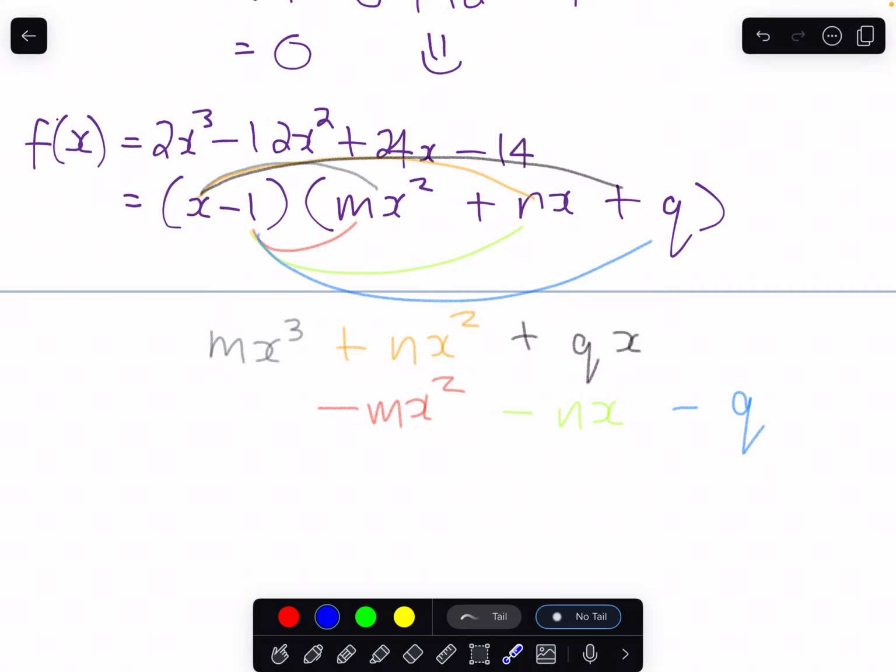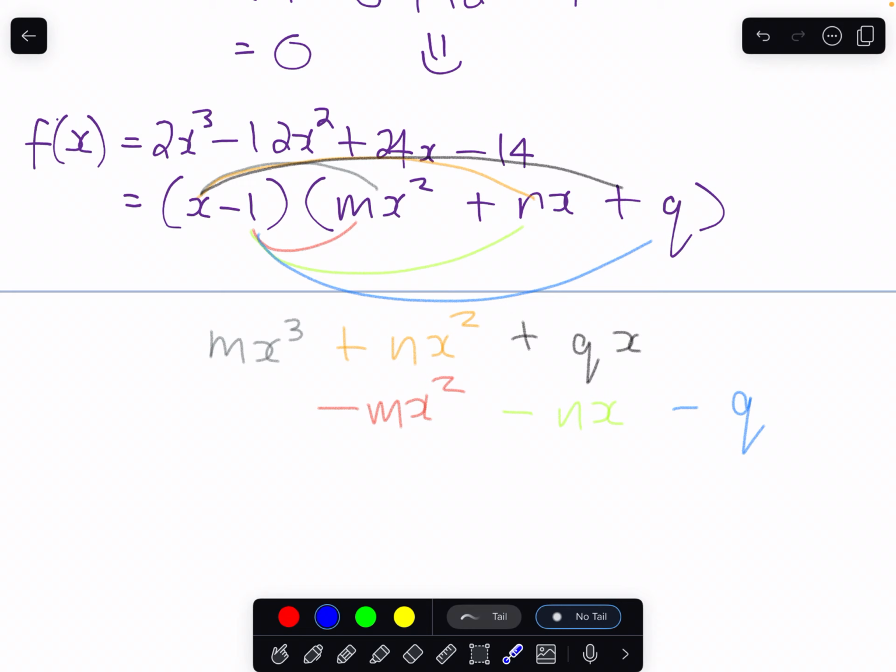The x term comes from two multiplications as well. It comes from the qx and from the minus 1 times nx. And then the last term, the constant, just comes from this multiplication, minus 1 times q, right?